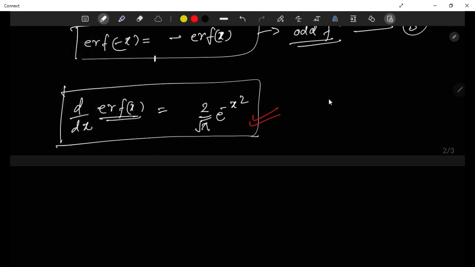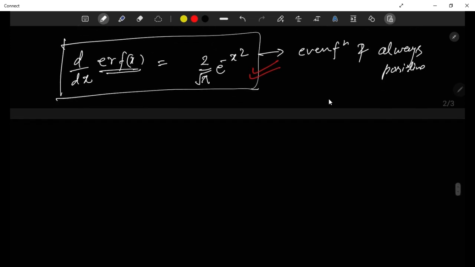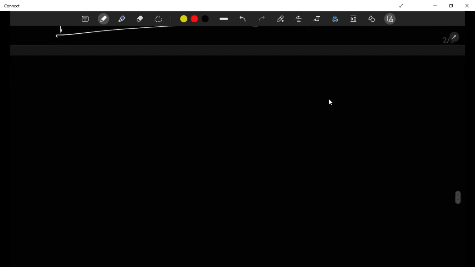So now we see here, this is always positive, so the derivative is an even function. We see that it is always positive because e to the power minus x square is always positive, and it also has a positive factor in front of it. So it is always positive, and the derivative is an even function. So if I ask you to draw the error function, what will you do?